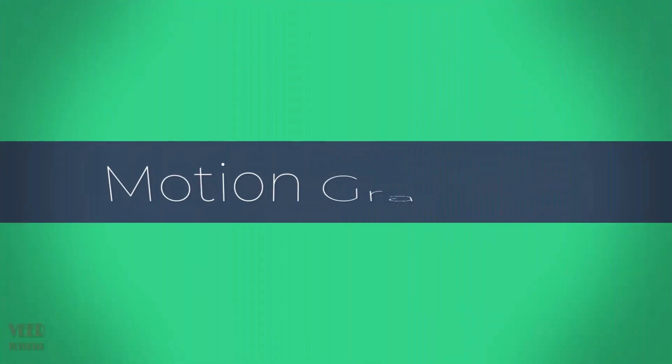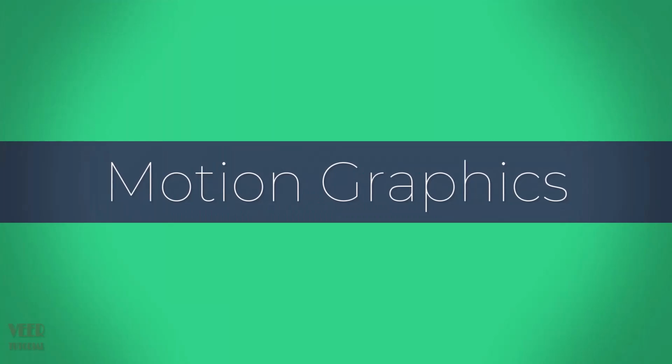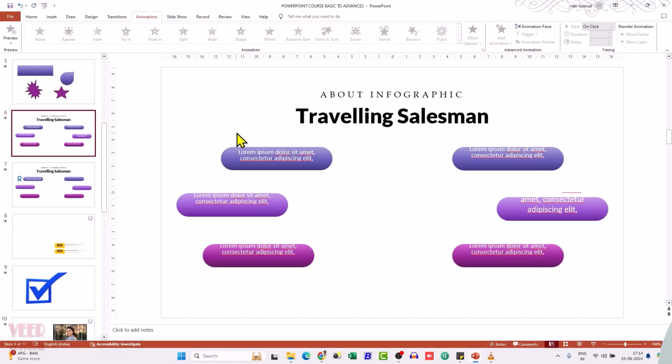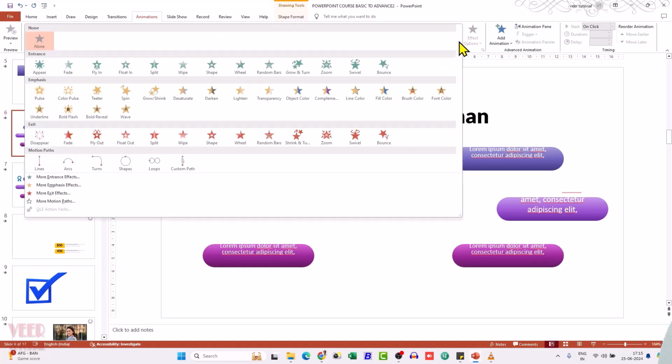Hello and welcome once again. In this video, we are going to explain motion graphics. We have already learned about animation. In animation, the object to which we applied the animation can move from one place to another, but that is a predefined animation. By using motion, if you select any object, you can play with these lines, arcs, turns, shapes, loops, and custom path for your object to move as per your choice.